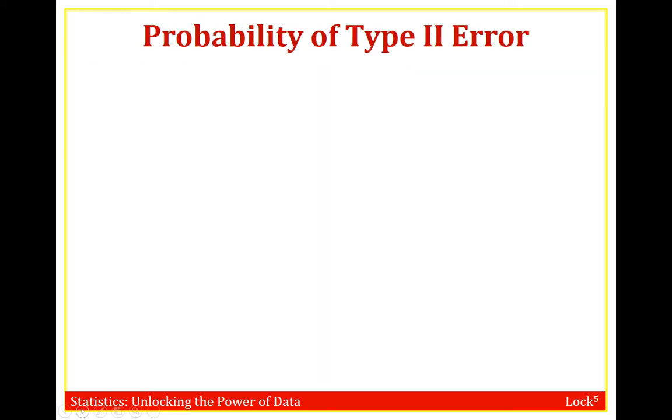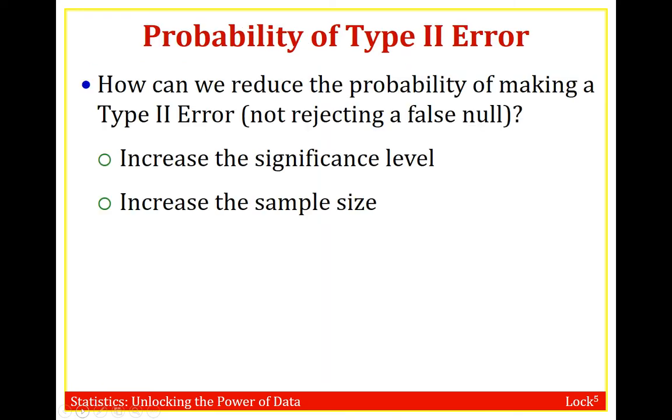Let's talk a little bit more about a type 2. It says we can reduce the probability of making a type 2 error. Now remember, a type 2 error was not rejecting a false null. How can we do this? We can increase the significance level for the value. We can also increase the sample size. Okay, on the last one, on a type 1 error, we decreased the significance level. We went from an alpha level of 5% to an alpha level of 1% in order to squeeze out all of those misses.